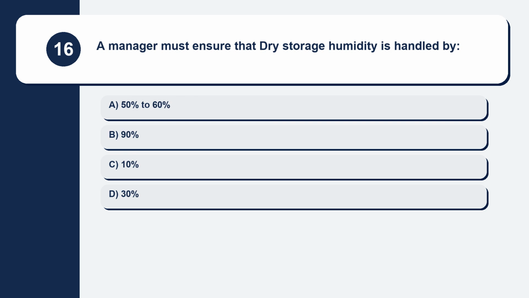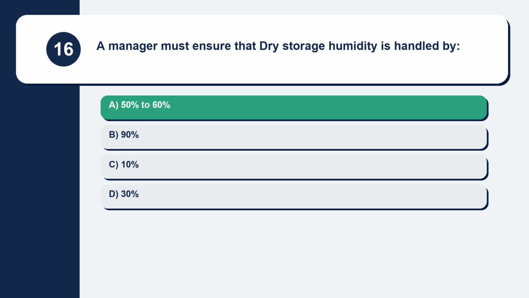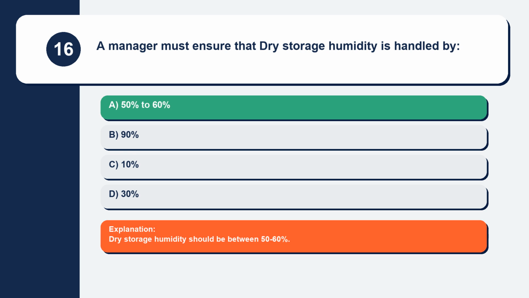Question 16. A manager must ensure that dry storage humidity is kept at: 50% to 60%, 90%, 10%, 30%. Dry storage humidity should be between 50 and 60%.